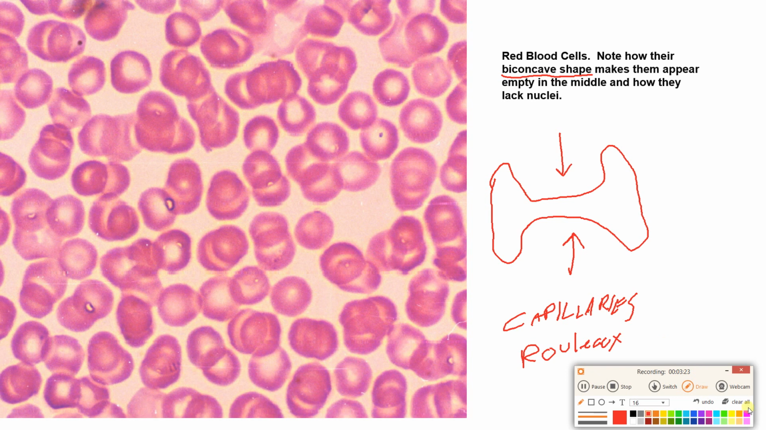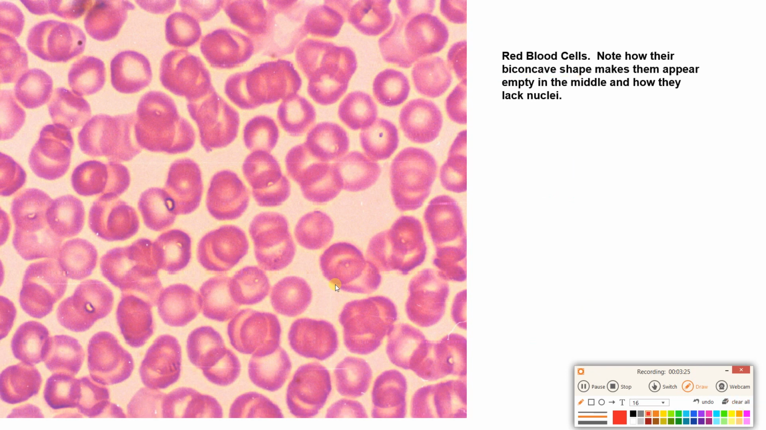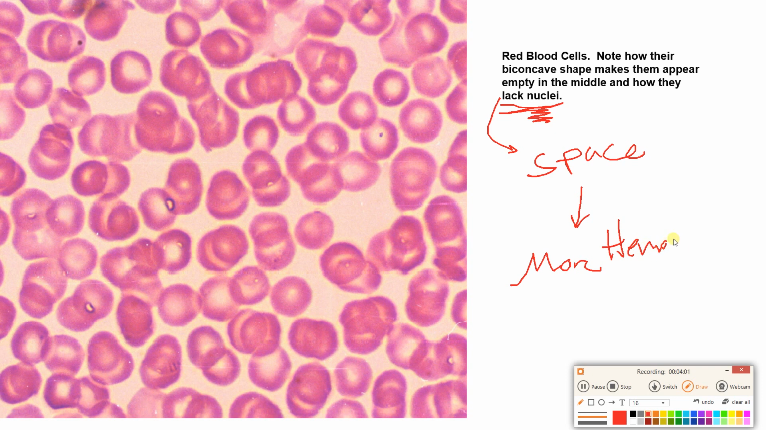Besides their biconcavity, there's something conspicuously absent from these red blood cells. All red blood cells, in fact, are going to lack nuclei. So they have no nuclei. They can't perform cell division. They can't make new cells. But the point of this is it's going to give us more space. So there's more space in the red blood cells. And of course you're wondering, space for what? The space is for a protein called hemoglobin.